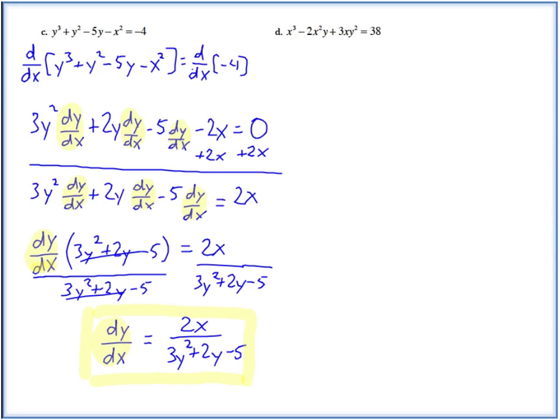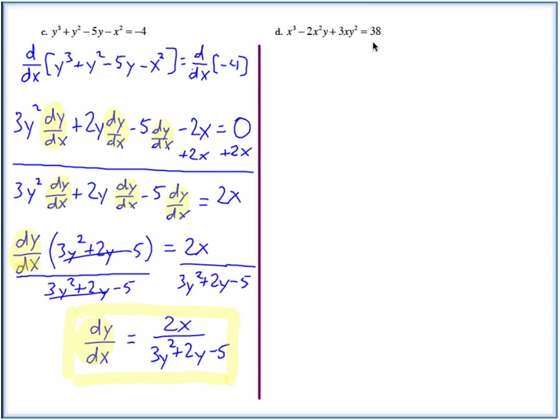Alright, let's move on to letter D. At this point you have all the tools it takes to find this derivative. That's pretty beefy right there. Look, x cubed minus 2x squared y plus 3xy squared equals 38. So I want you to find the derivative with respect to x of this implicit function.